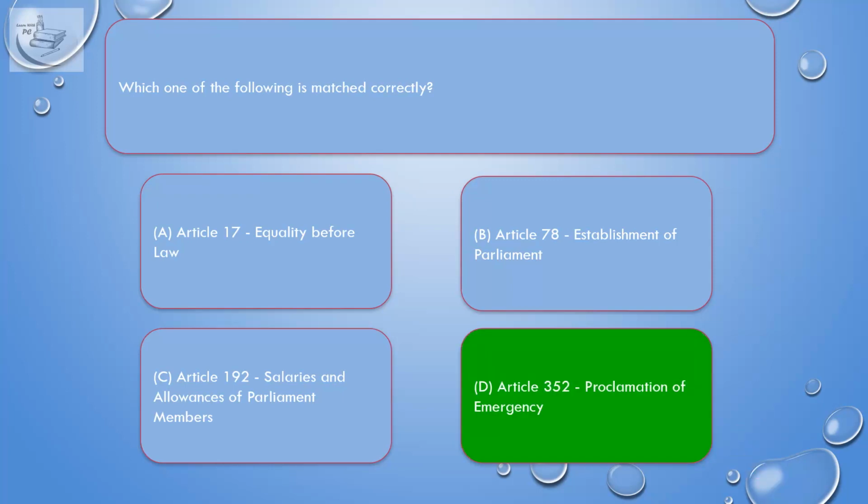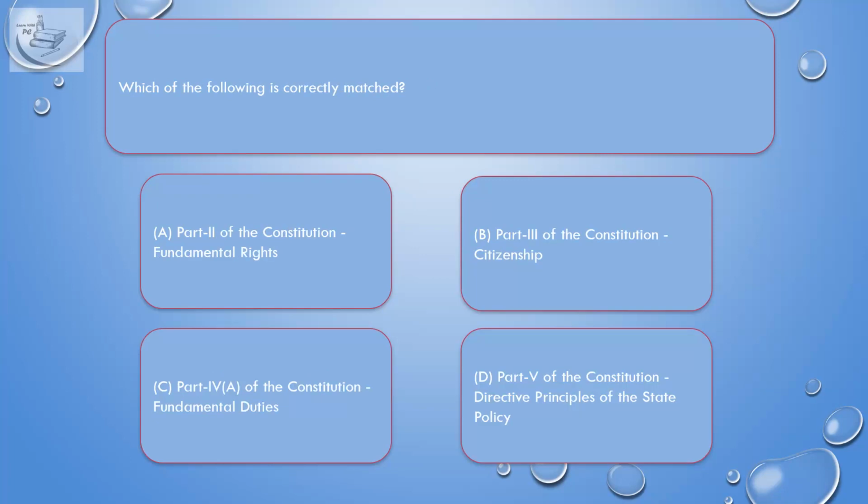Correct answer is D. Article 352, Proclamation of Emergency. Question: Which of the following is correctly matched? A. Part 2 of the Constitution, Fundamental Rights. B. Part 3 of the Constitution, Citizenship. C. Part 4A of the Constitution, Fundamental Duties. D. Part 5 of the Constitution, Directive Principles of the State Policy.